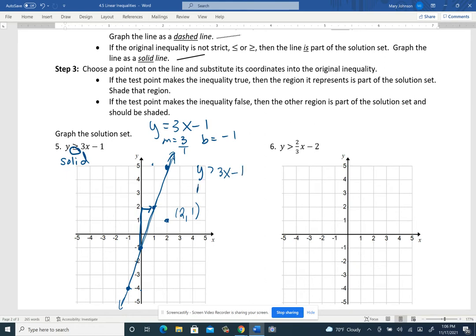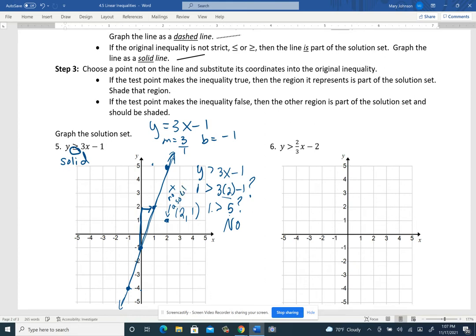I'm going to put 1 in for y and 2 in for x, and I'm going to see if that is a true statement or not. Is 1 bigger than 6 minus 1, which is 5? Is 1 bigger than 5? And the answer is no. So that means this point is not a solution.